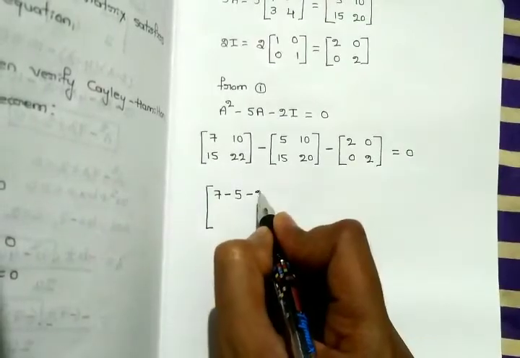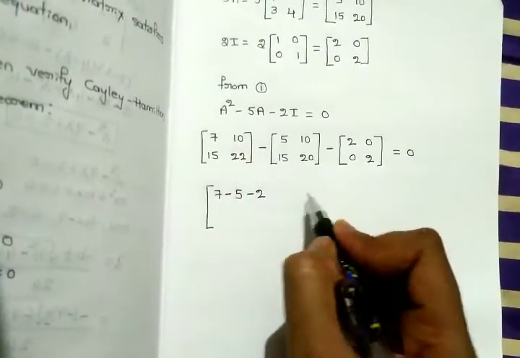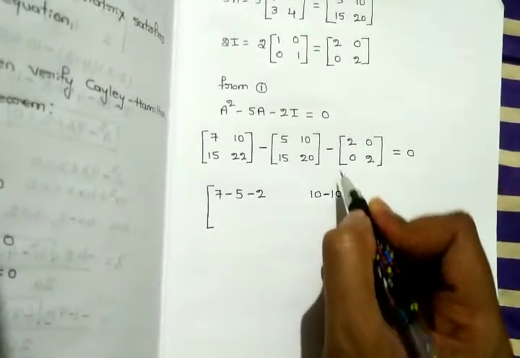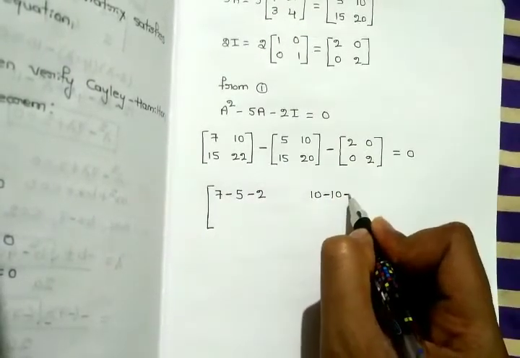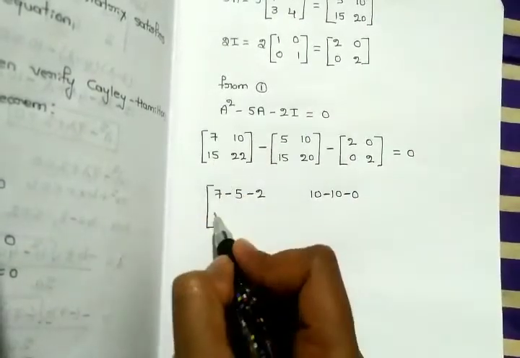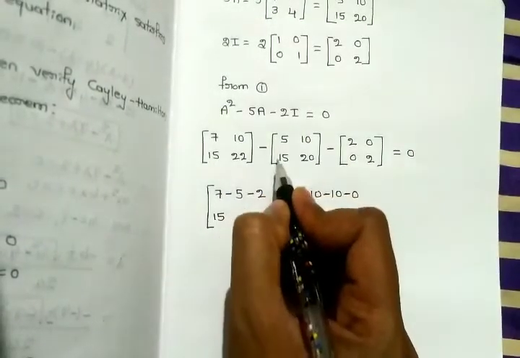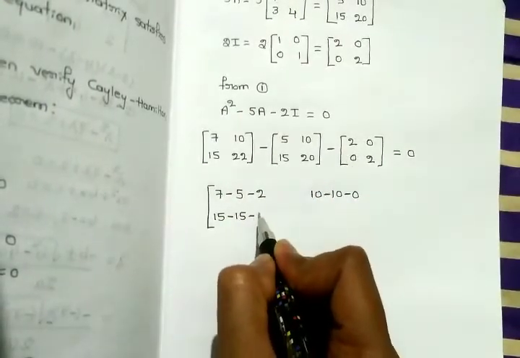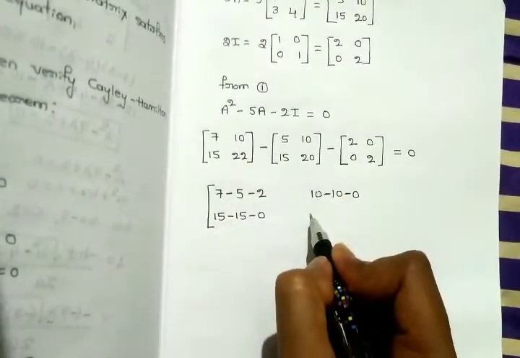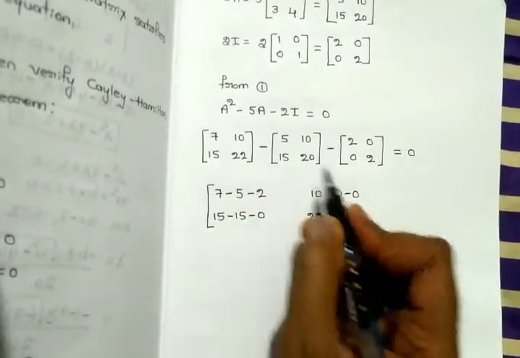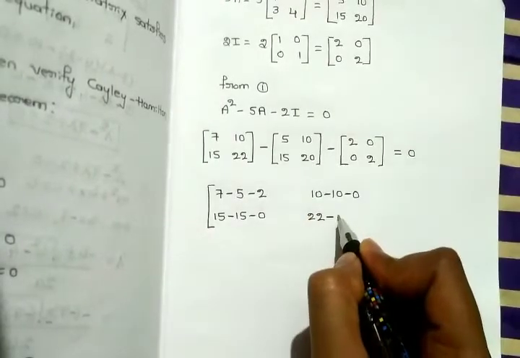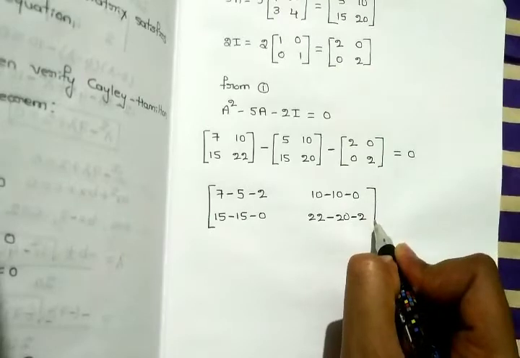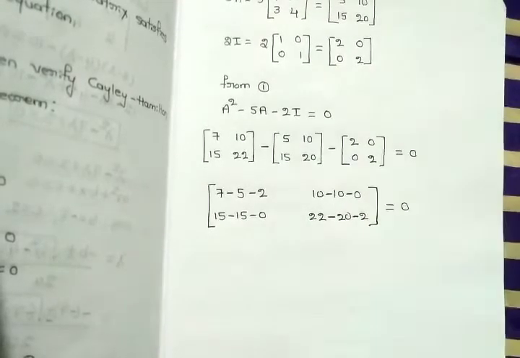So next one is 2, first element. Next, second element, 10 minus 10 is 0. Third element, 15 minus 15 is 0. And last, 22 minus 20 is 2. Next, 2 minus 2, which is equal to 0.